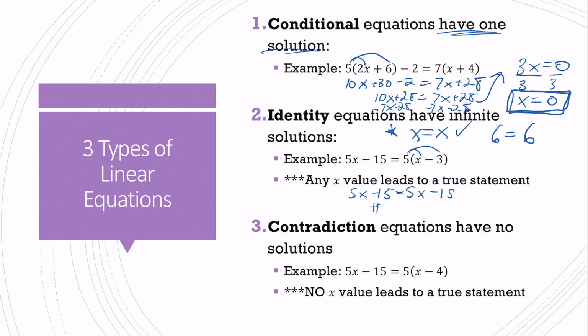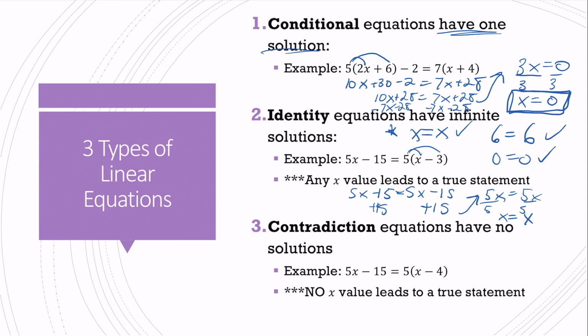I could add 15 to both sides. That would give me 5x equals 5x. So I would find that x equals x in this case. If you did it another way, you might also find 0 equals 0. And that's totally okay too, because that's a true statement.